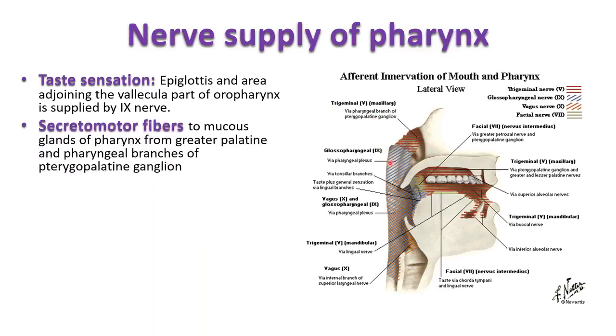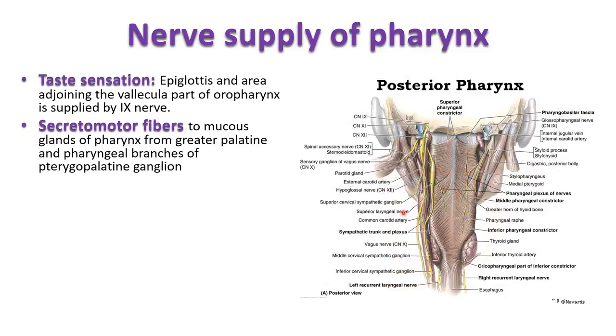Okay, and the secretomotor fibers to the mucous glands of the pharynx are again by the greater palatine and pharyngeal branches of the pterygopalatine ganglion. So please refer to the maxillary artery and nerve lecture, in which I would have discussed in detail the pterygopalatine ganglion, its branches, its pathway, and the secretomotor pre-ganglionic and post-ganglionic fibers.